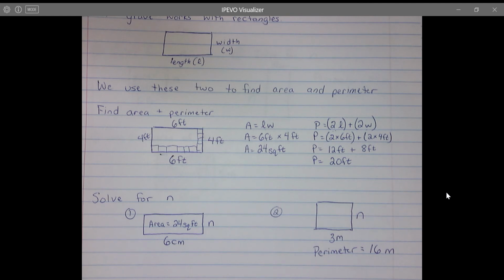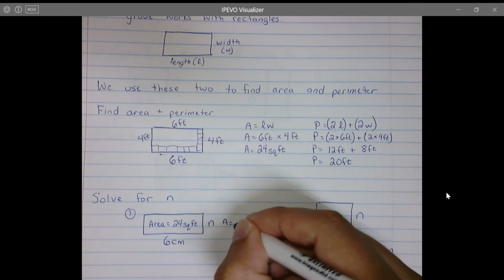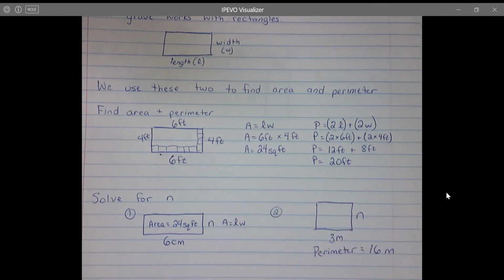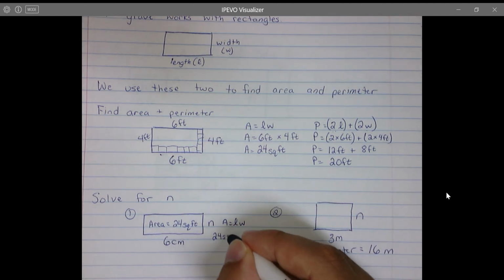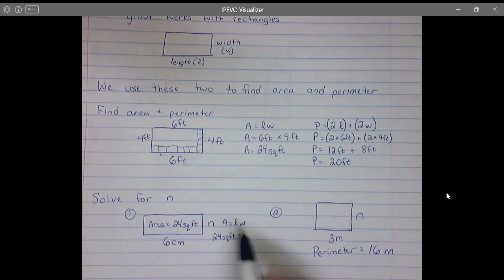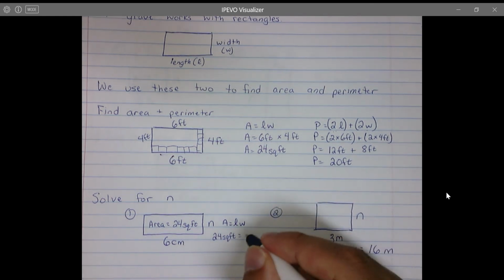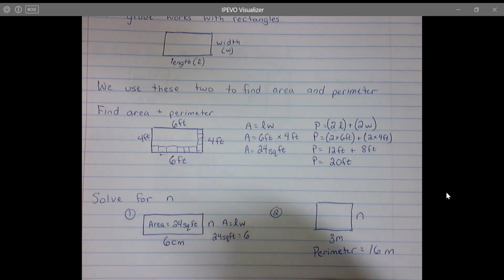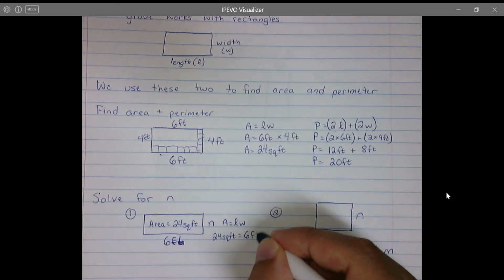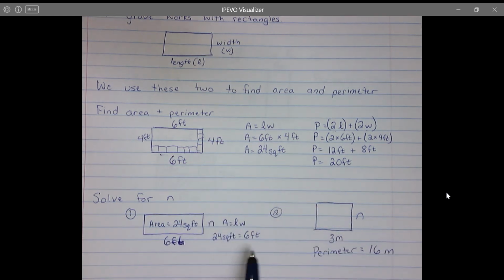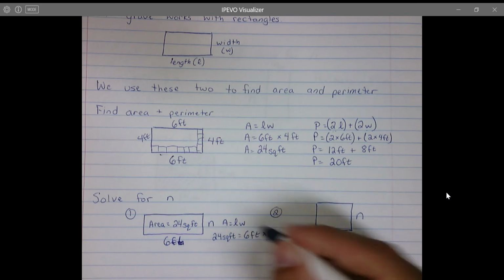Well, like I said, whenever we deal with area or perimeter problems, always start with that formula. So our formula was area equals length times width. I'm going to plug in exactly what I have. Well, the area was 24 square feet, so I'm going to plug that in. 24 square feet equals, I have my length, which was 6, whoops, that was a mistake by me. That should be feet. They should be the same units. 6 feet. So 24 square feet and 6 feet, and I do not know my width.